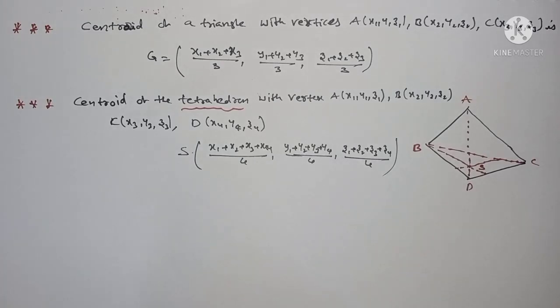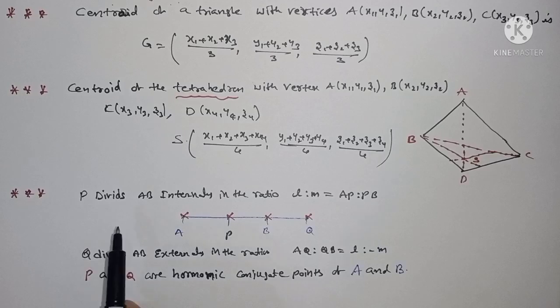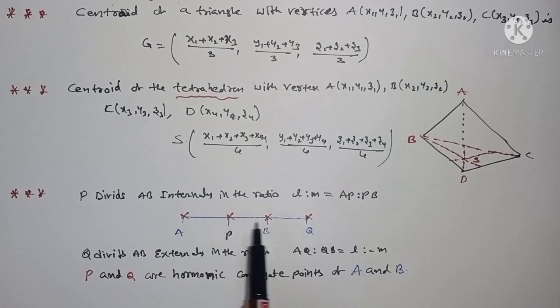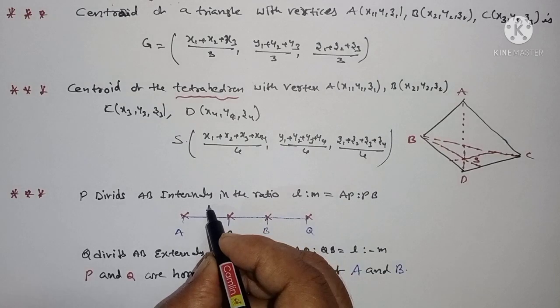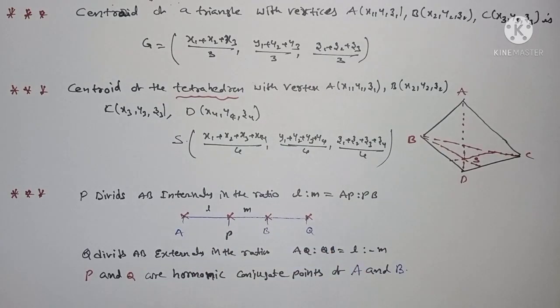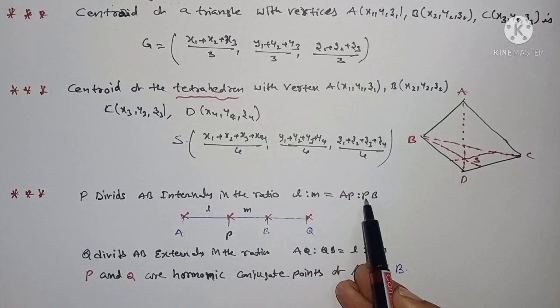Okay, the last one is, P divides AB internally in the ratio L is to M. Therefore AP is to PB is L is to M. I can write here L is to M. This is AP is to BP.